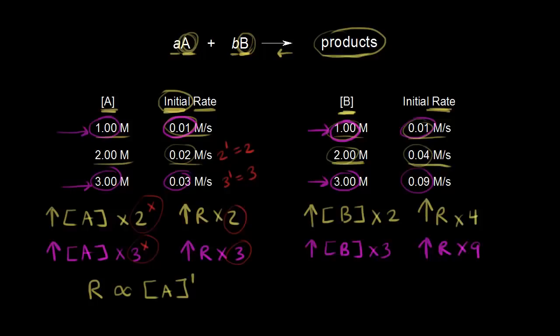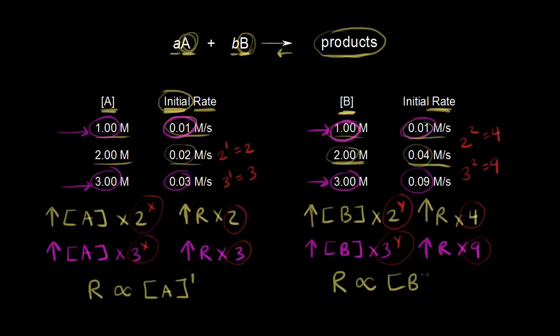So now we think to ourselves, 2 to what power, I'll make it y, is equal to 4? Obviously, y would be equal to 2. 2 to the second power is equal to 4. Or 3 to what power y is equal to 9? Obviously, 3 to the second power is equal to 9. So we've determined that the rate of our reaction is proportional to the concentration of B to the second power. All right, now we can put those together.